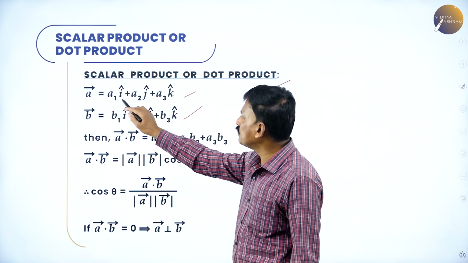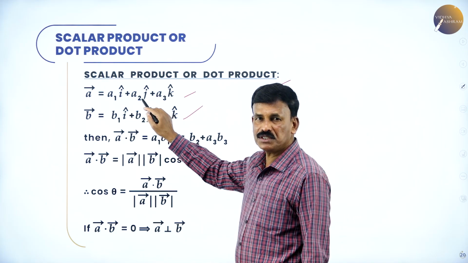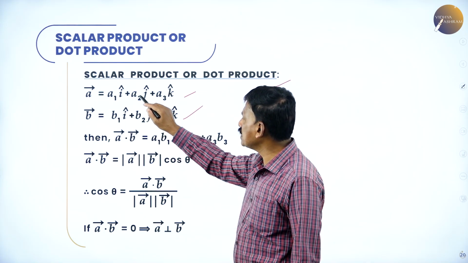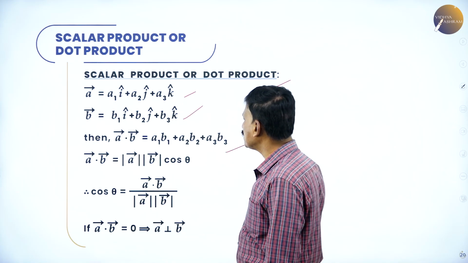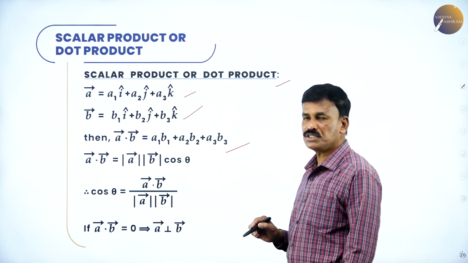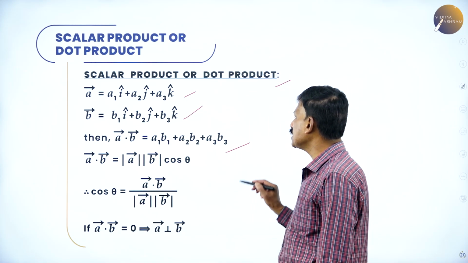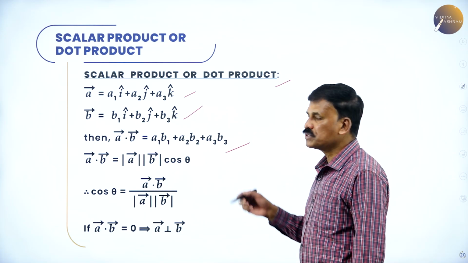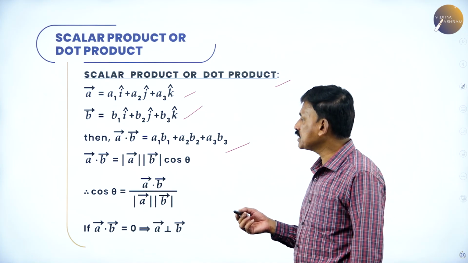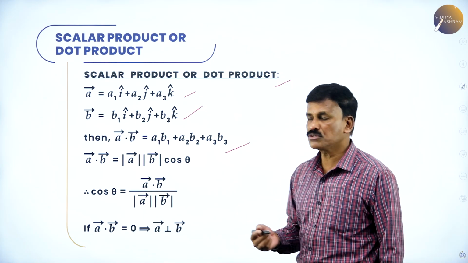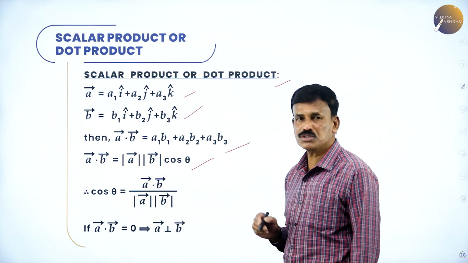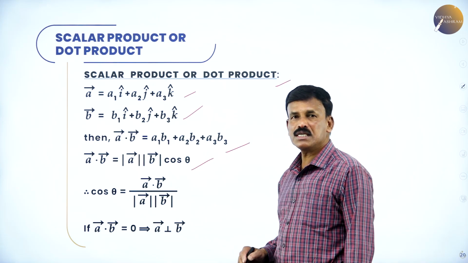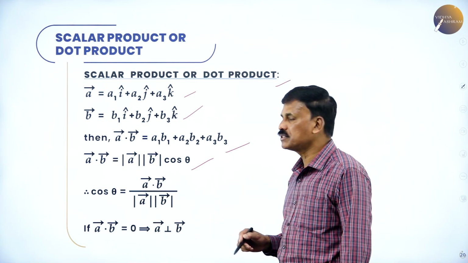Coefficient of i is A1, here it is B1. Coefficient of j is A2, B2. k is A3, B3. A1B1 plus A2B2 plus A3B3. That is nothing but A dot B is equal to A1B1 plus A2B2 plus A3B3. If you multiply, you are going to get a scalar quantity. Now, you know the dot product A dot B is always equal to length of A into length of B times cos theta, where cos theta can also be written as vector A dot B divided by length of A into length of B.